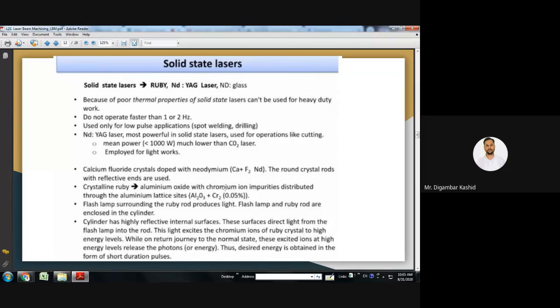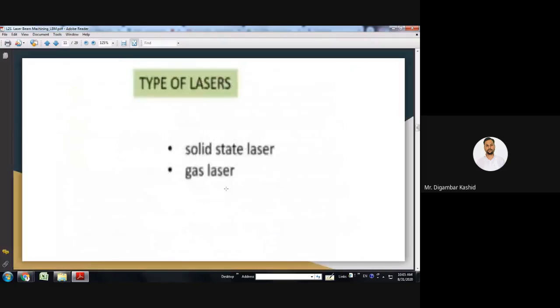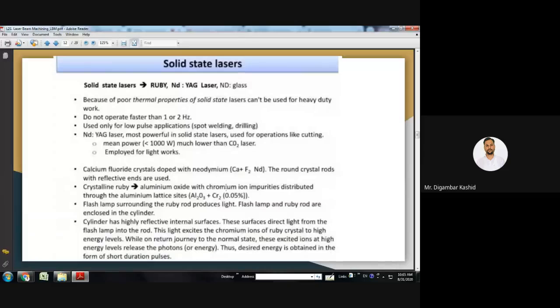The cylinder we are using has a highly reflective internal surface. This surface directs the light from the flash lamp into the rod, and this light excites the chromium ions of the ruby crystal. Excite means we take them into a high energy level. While returning to the normal state, these excited ions at higher energy levels release a photon, that is the energy. Thus the desired energy is obtained in the form of short duration pulses.